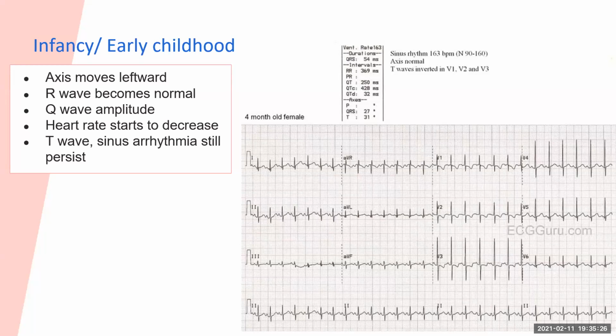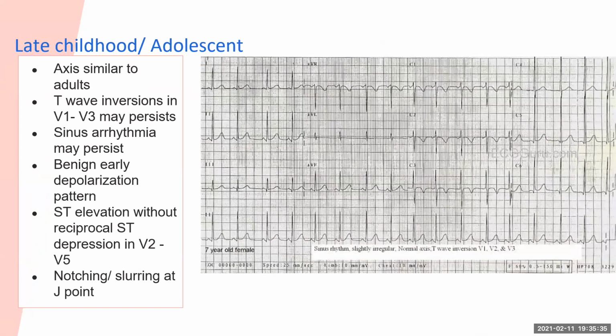Next, for the adolescent or late childhood age. The ECG started to become similar to the adults, but some features may still persist, for example T-wave inversions in V1, V2, V3 leads. Sinus arrhythmia may also persist, and there is ST elevation but without reciprocal ST depression, and there might be slight notching or slurring at the J point.